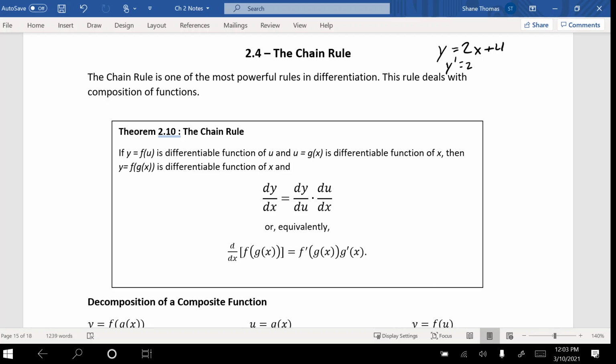Then we did something like this: y equals 4x times sine of x, for instance. That's just two terms multiplied by each other, right?